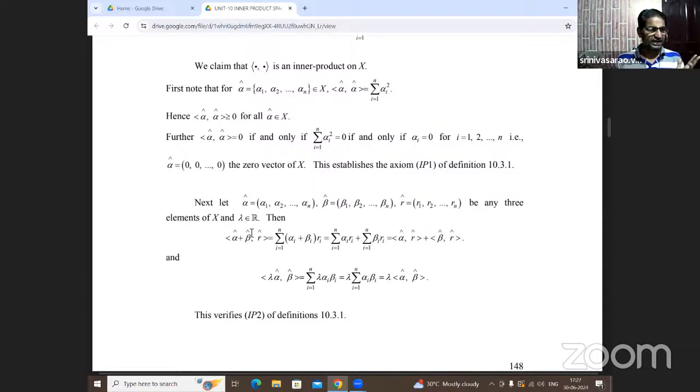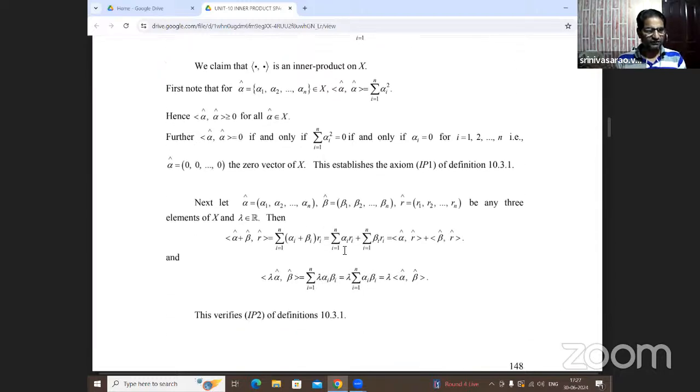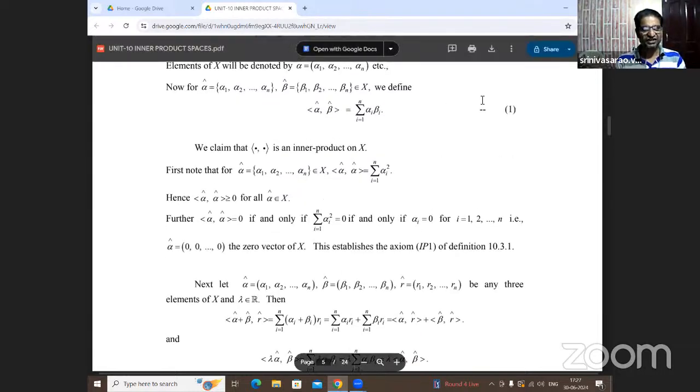Under vector addition, the inner product of alpha plus beta with gamma means the summation of (alpha_i plus beta_i) times gamma_i. Now it can also be written as the summation of alpha_i gamma_i plus the summation of beta_i gamma_i. By the definition in the above part, this is the inner product of alpha and gamma plus the inner product of beta and gamma, from the first equation.